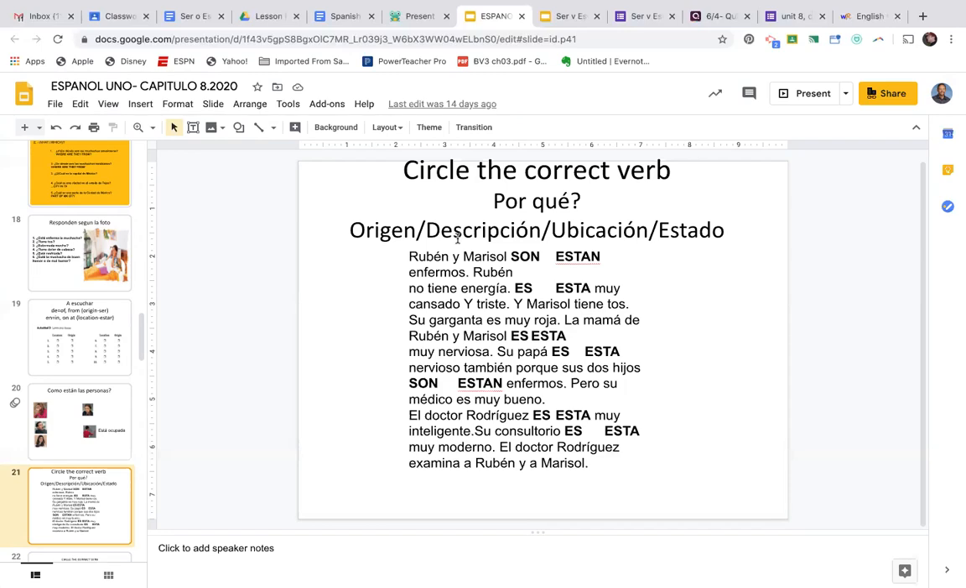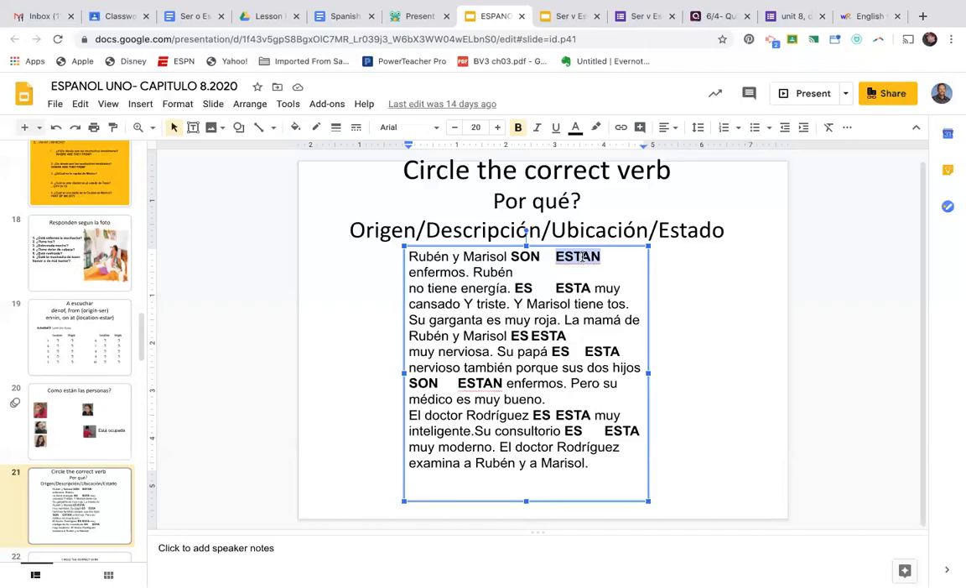So let's go through this activity, and I am going to highlight each of the correct answers. Ruben y Marisol enfermos. Would you say son or están? Here's the key word, enfermos. Enfermos means sick. Is that an origin? Is that description, like physical description? Is that location, or is that a state or emotion? If you said state or emotion, you would be correct. So why don't we mark that as correct? Estar.